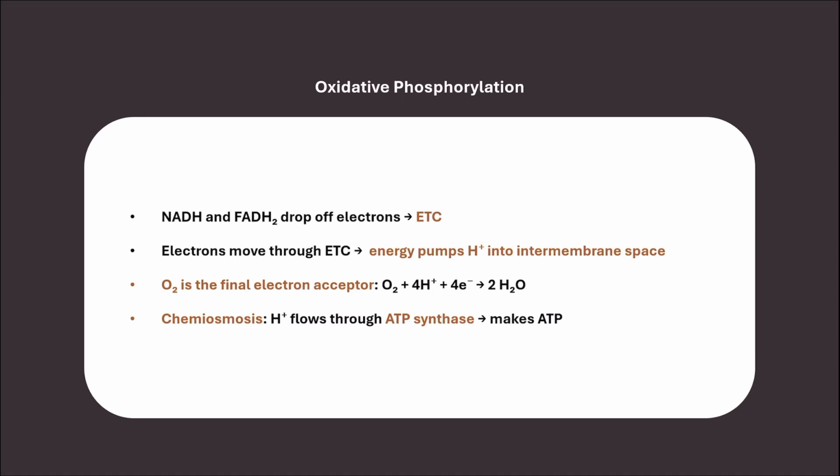Now here comes the big ATP payoff, oxidative phosphorylation. NADH and FADH2 drop off electrons at the electron transport chain in the inner mitochondrial membrane. As electrons move down the chain, their energy pumps H+ ions into the intermembrane space, creating a huge proton gradient. Finally, oxygen is the final electron acceptor, so it combines with electrons and hydrogen to make water. Those H+ ions now flow back into the matrix through ATP synthase. This produces ATP, which is called chemiosmosis.